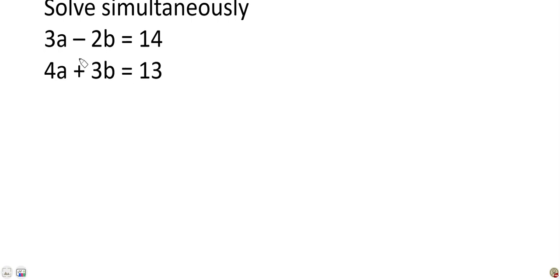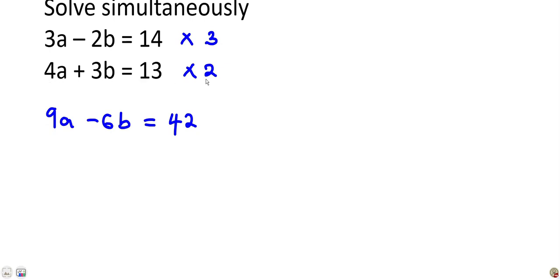Now again, we have this, and we have to make the coefficient for b the same. And I can multiply the first equation by 3 and multiply the second equation by 2. That way, the coefficient for b shall be the same. So if I multiply the first equation by 3 and the second equation by 2, and when we do that, 3 times 3a, that's 9a. 3 times minus 2b is minus 6b. And 3 times 14 is 42.